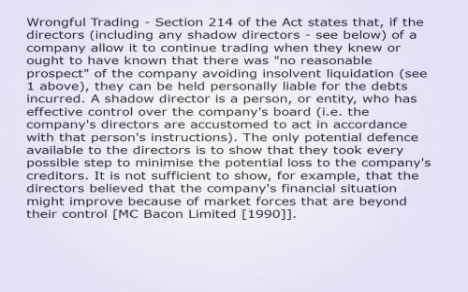A shadow director is a person, or entity, who has effective control over the company's board, i.e. the company's directors are accustomed to act in accordance with that person's instructions. The only potential defense available to the directors is to show that they took every possible step to minimize the potential loss to the company's creditors.